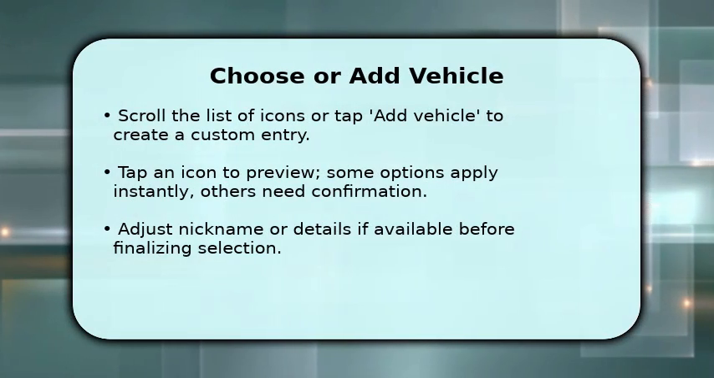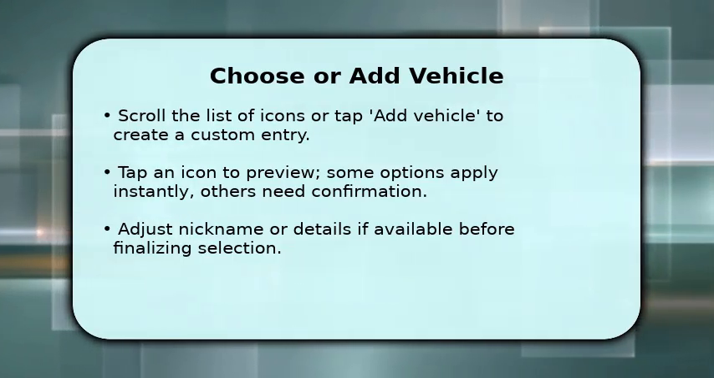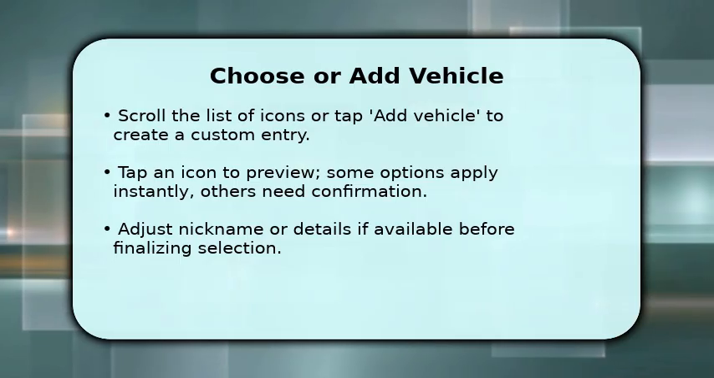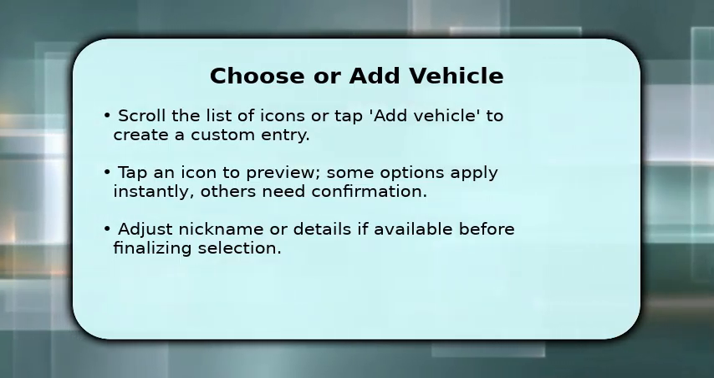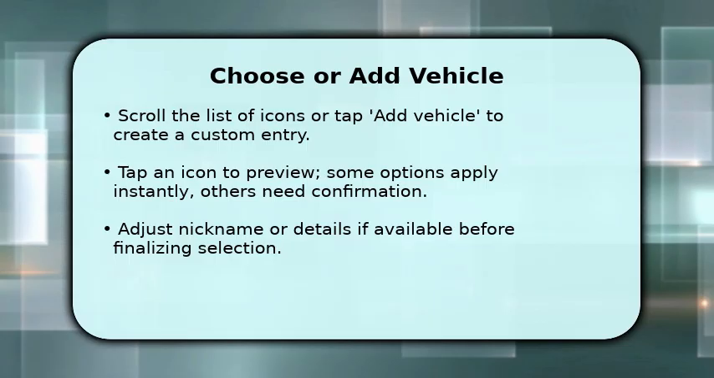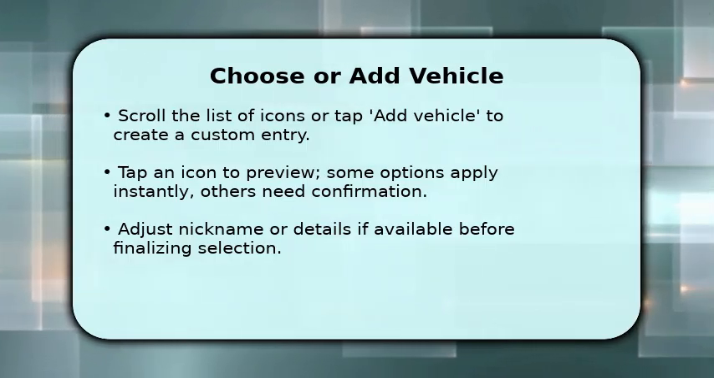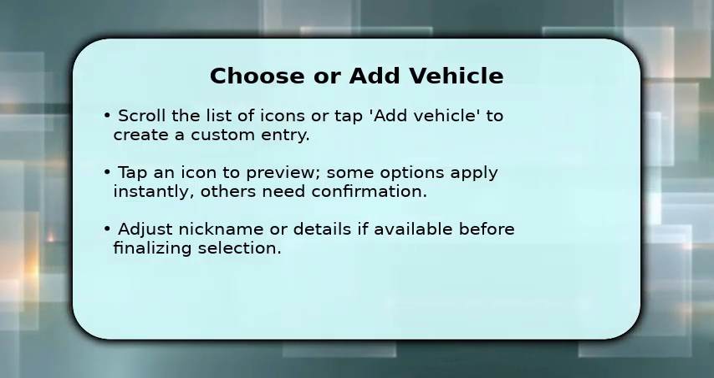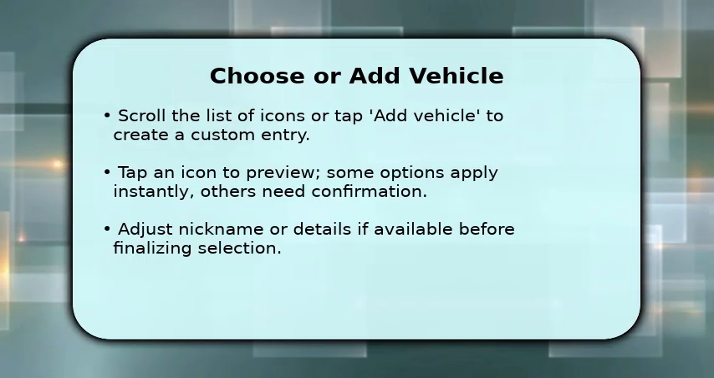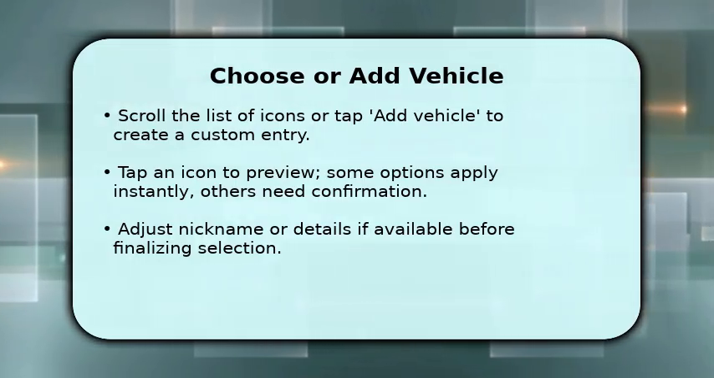Once you're viewing the vehicle options, scroll through the available icons and models to find one that fits. You can preview selections by tapping them so you see how it looks on the map. If you need a different style, choose Add Vehicle to create a custom entry or pick from additional packs. Make sure to edit any nickname or details if Waze offers that field, because those labels help identify multiple vehicles later. When you're happy, proceed to confirm the change so it becomes active.